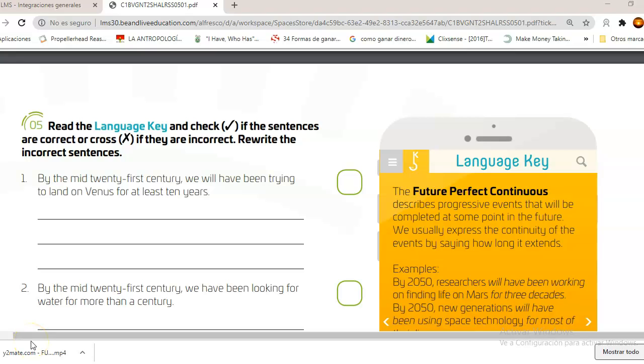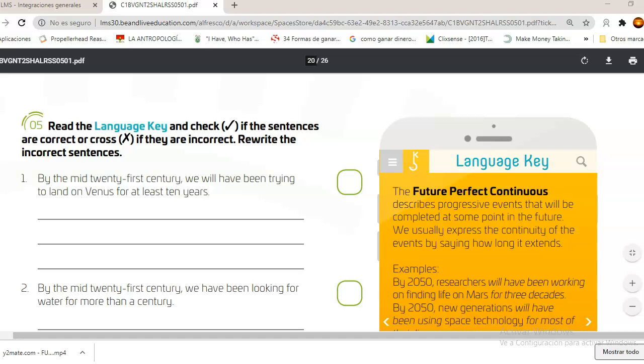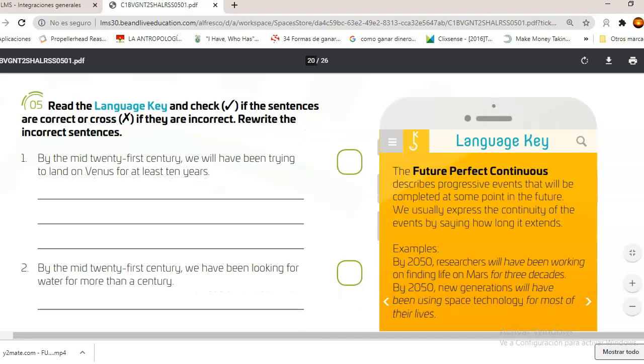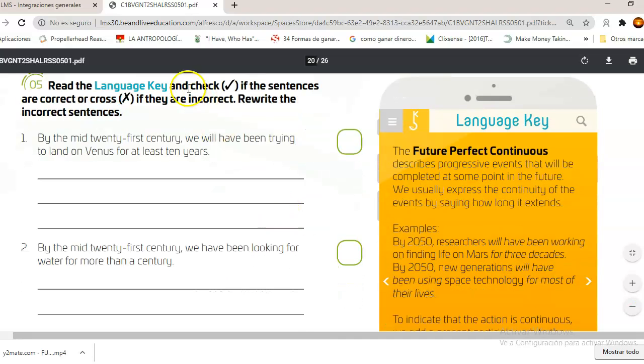Okay, now that you already saw the video, we can go ahead and start with our exercises. So we have to read the language key and check with a check if the sentences are correct, or cross with an X if they are incorrect. Rewrite the incorrect sentence, only the one that's incorrect.